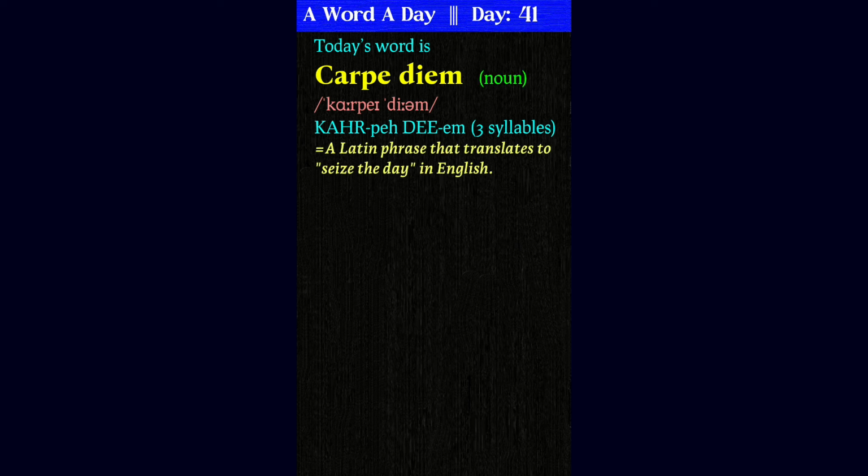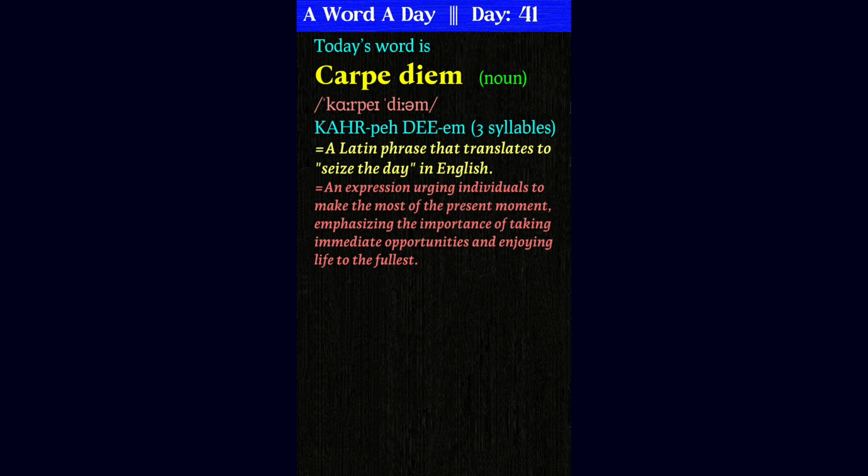Carpe diem is a noun. Carpe diem is a Latin phrase that translates to seize the day in English, or an expression urging individuals to make the most of the present moment, emphasizing the importance of taking immediate opportunities and enjoying life to the fullest. Usage.